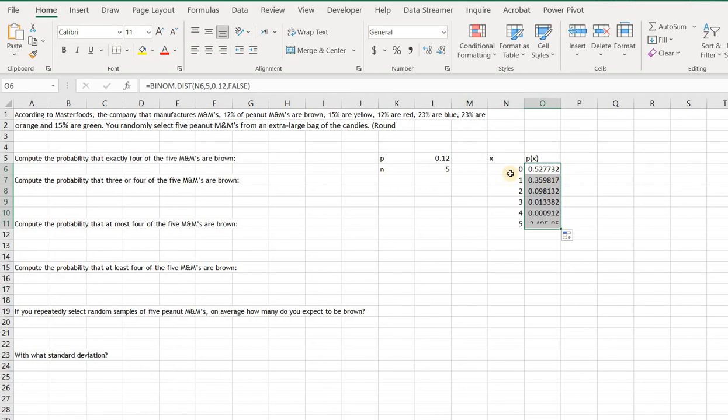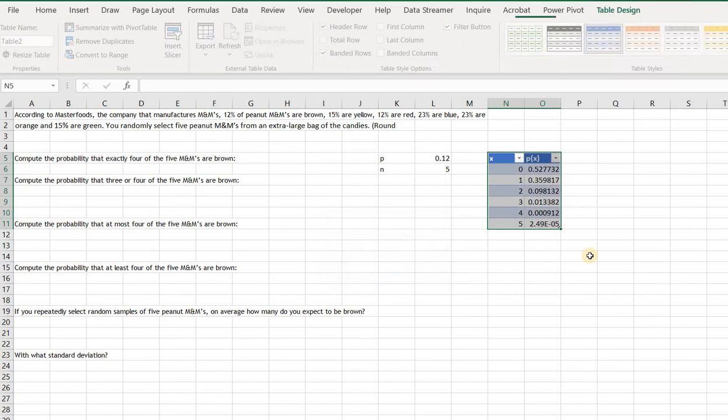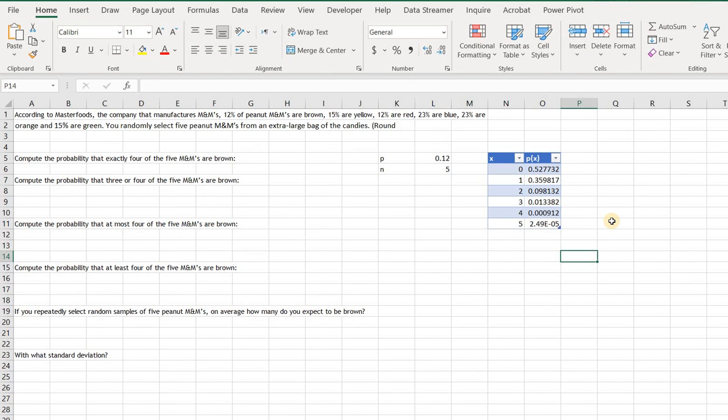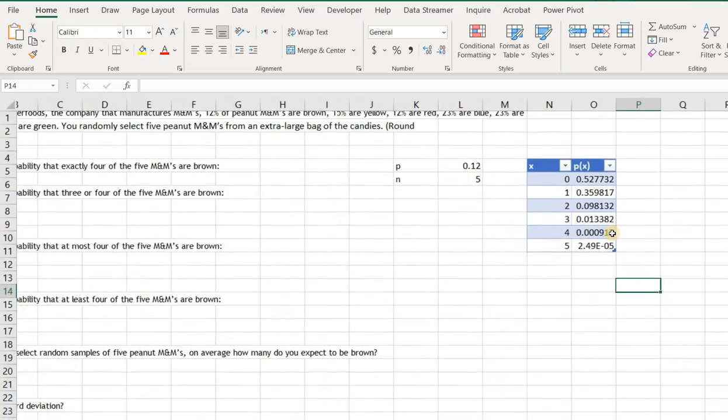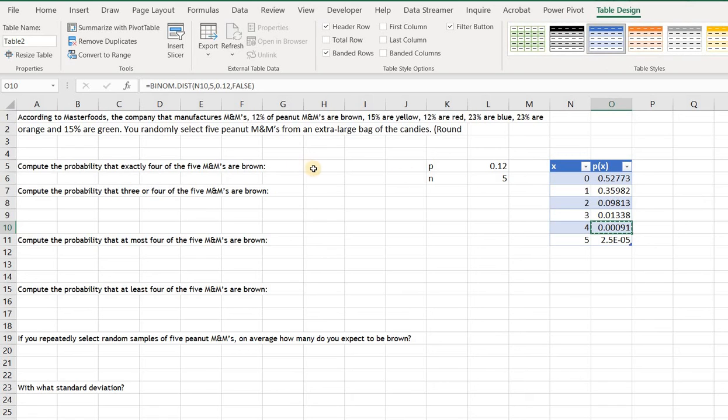And then we're going to populate. I'm going to turn this into a table because it's just easier to populate that table if I make a mistake. So here is my table, and now I'm going to answer these questions. Compute the probability that exactly 4 of the 5 M&Ms are brown. That is exactly the number in front of 4, so I'm just going to copy that and paste it over here.